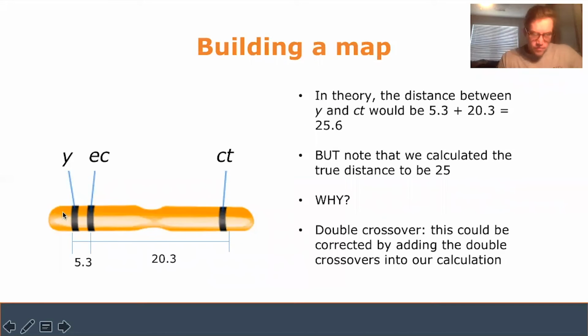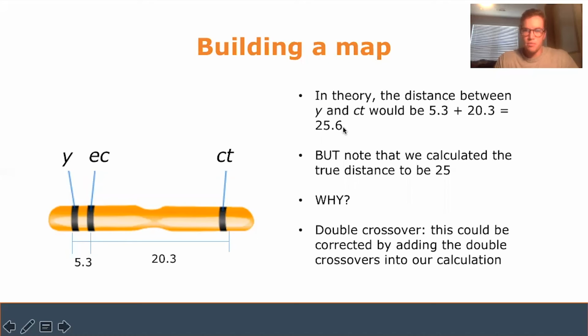And that's what we see here. There was a 20% chance, roughly, that crossover happens between EC and CT, and roughly a 0.25 chance that it happens between Y and CT, and then only a 5.3% chance that it happens between Y and EC. These units are called centimorgans. Again, it's a relative unit. It's not telling you that this gene is however many micrometers away from the other gene, but it's based on the probability and frequency of recombination.